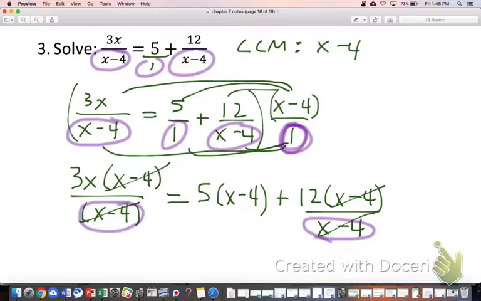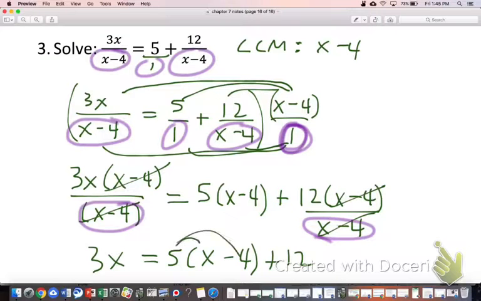So guys, after you're canceling, you would get 3x equals 5 times x minus 4 plus 12. At this stage, you've got to admit it's a lot simpler looking because there's no fractions, but there is some work to be done. Let's review solving something like this. As we decide to try to solve, what do you guys see that we should do to simplify it? Got to distribute, yes. So the 5 gets distributed here and here. That would give us 5x minus 20. Yep, 3x equals 5x minus 20 plus 12.